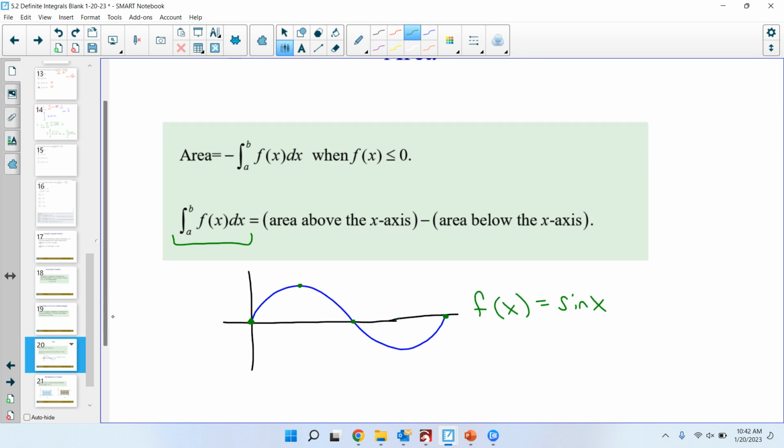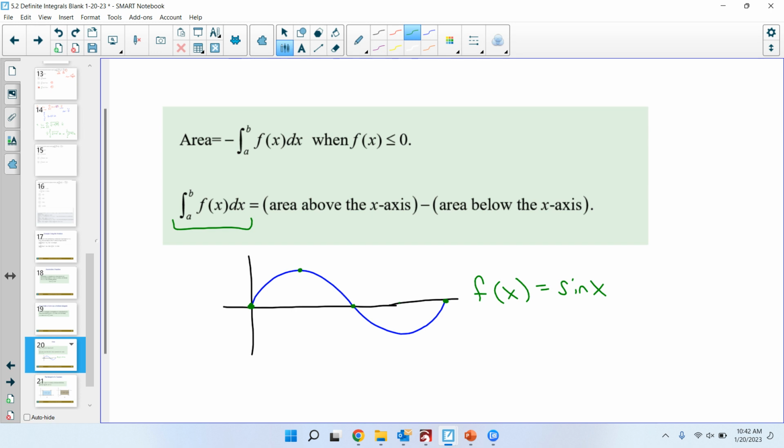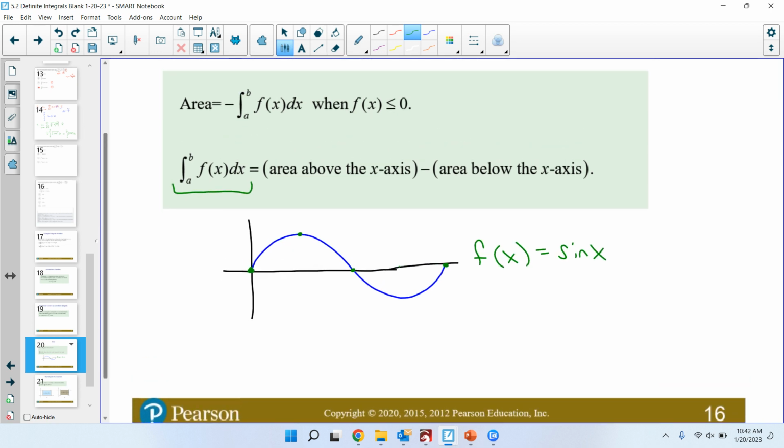So if we take this at its word, then the integral from 0 to 2 pi of sine of x dx should be what? 0. Positive area, negative area. What's the net area? 0. Take out your calculators and let's do that.